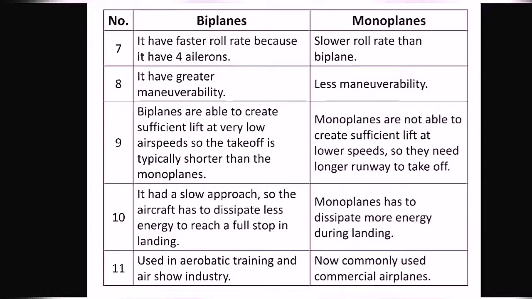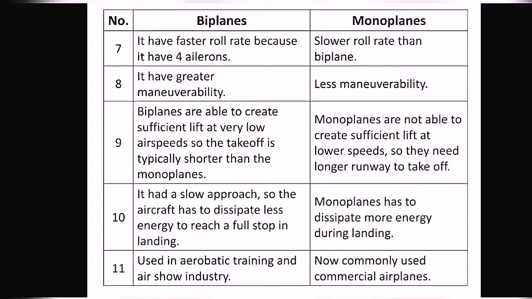Biplanes are slow and steady. Also, it can create more lift at very low airspeeds. So, it can take off on a short runway. But the monoplanes cannot produce as much lift at the lower speed. So, it needs a longer runway.